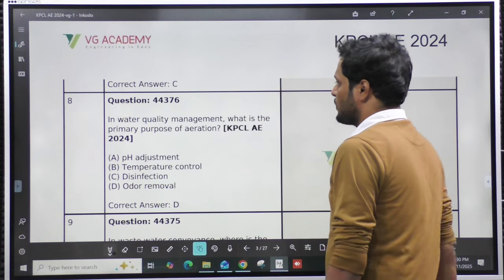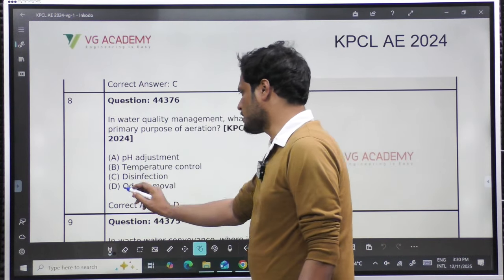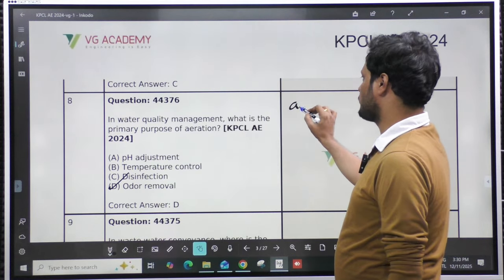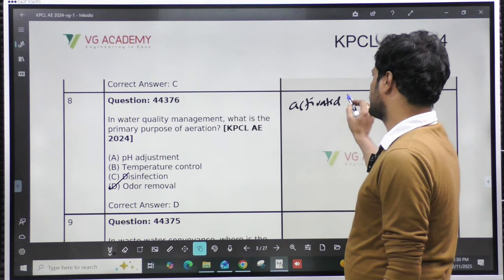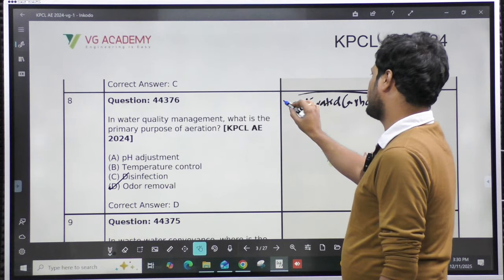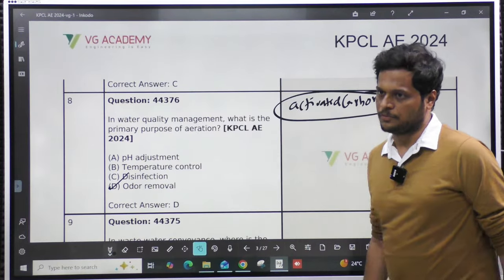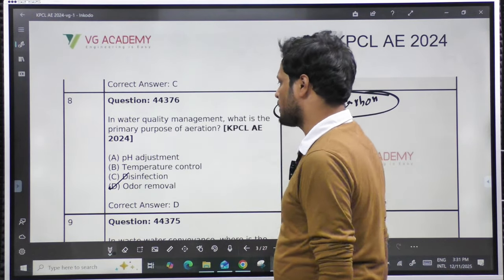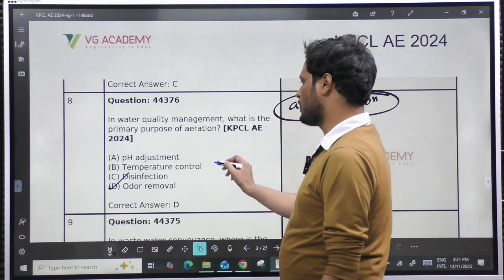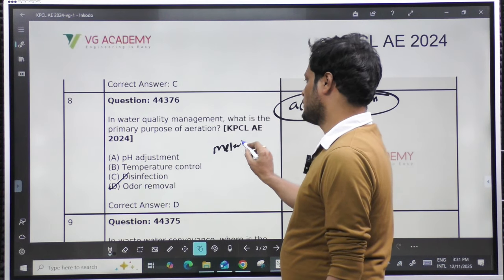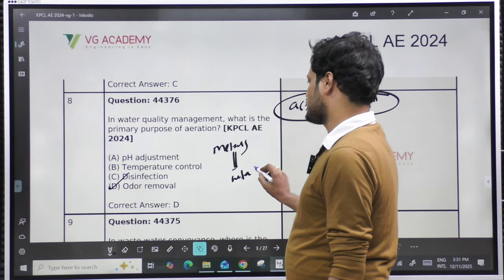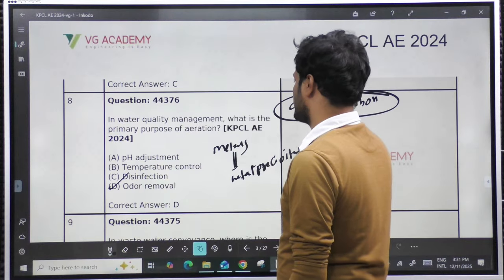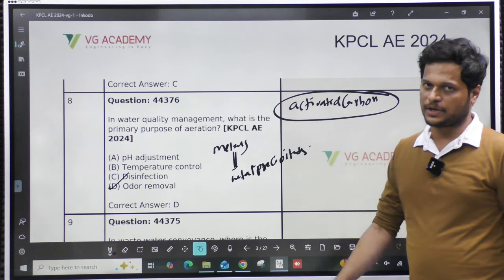In water quality management, what is the primary purpose of aeration? Aeration is to remove odor. Not only aeration, one of the most repeated questions for us is activated carbon. So activated carbon also we can remove color, odor. One of the very repeated miscellaneous treatments we have. Through aeration also we can remove odor, and also we remove the metals which will be converted into metal precipitates. So this is also one of the primary reasons. Iron etc. will come as a precipitate in aeration.